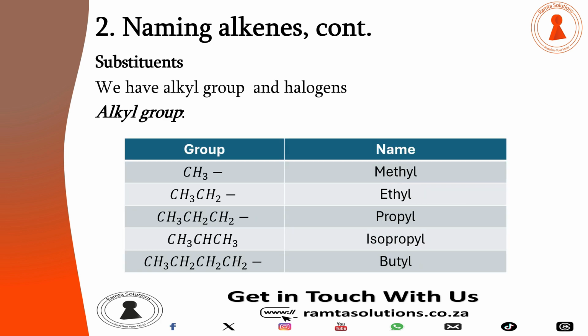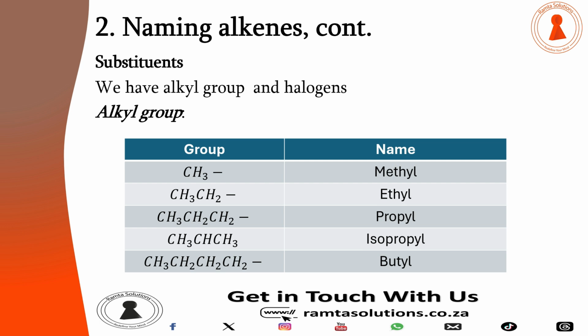By now, you know your alkyl substituents. Normally, when you were dealing with alkanes, it was CH4, CH3, CH3. But now with alkyl groups, it is 1 hydrogen less. So alkyl groups are alkanes with 1 hydrogen less.